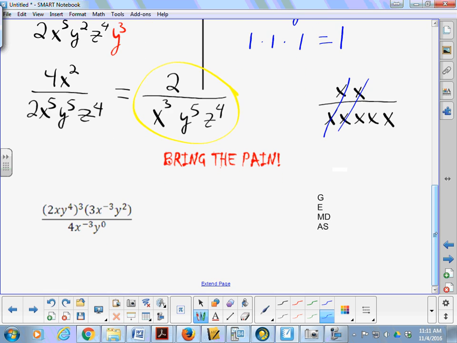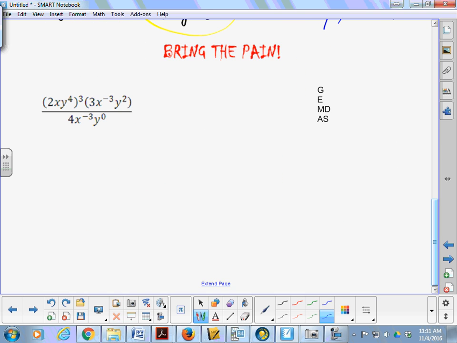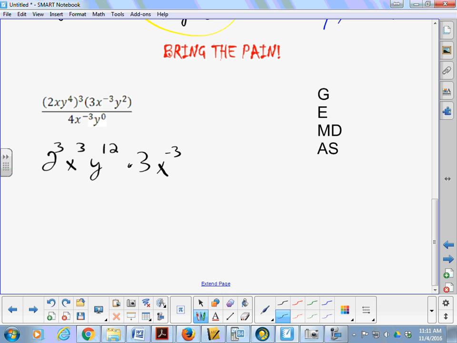All right, now last one, the bringer of pain. Because this is such a complicated one, we need to be careful with it. So we need to use our GEMDAS correctly in this case. So our exponents first. In the numerator, we have 2 to the 3rd power, x to the 3rd power, y to the 12th, because we have 3 times 1, 3 times 1, and 3 times 4. Then we've got 3, x to the negative 3rd, y to the 2nd. In the denominator, 4, x to the negative 3rd, and y to the power of 0.